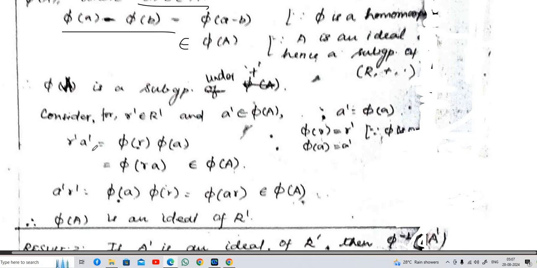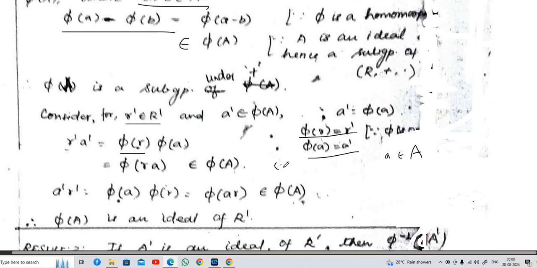Next we have to show that for any r prime in R prime, and a prime in phi of A, r prime a prime belongs to phi of A, and a prime r prime belongs to phi of A. So you consider r prime times a prime, because r prime being a member of R prime, phi is onto, we have phi of r to be r prime. So r prime is replaced by this. And a prime belongs to phi of A means a prime can be written as phi of a, where a is a member of capital A.